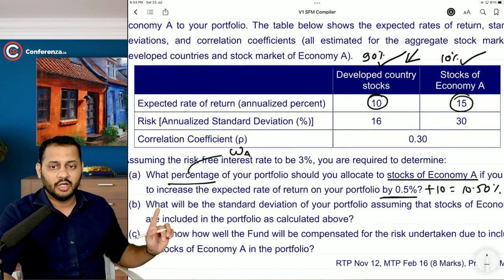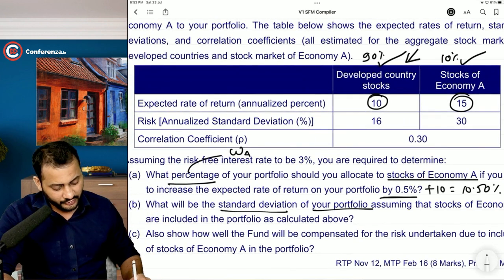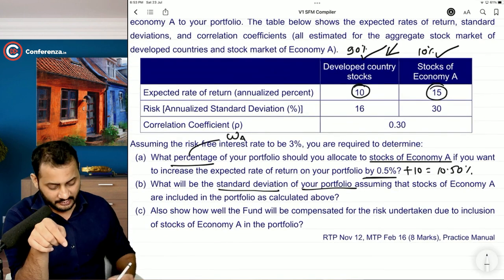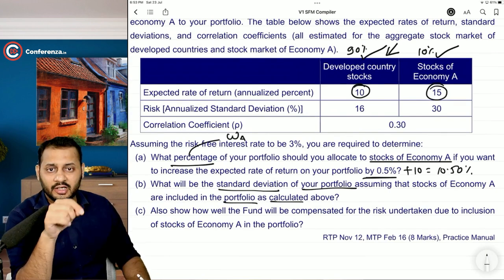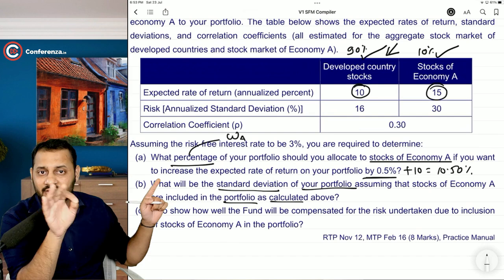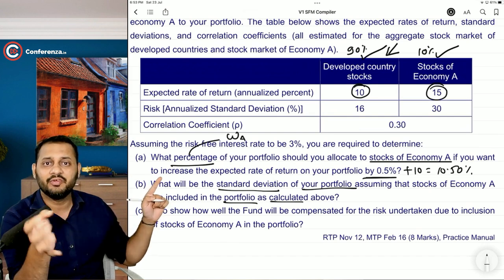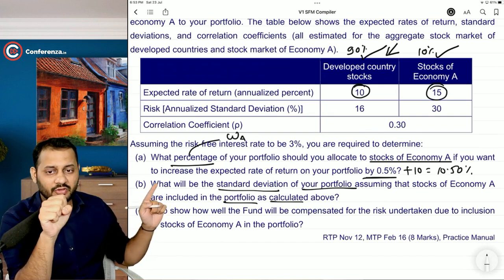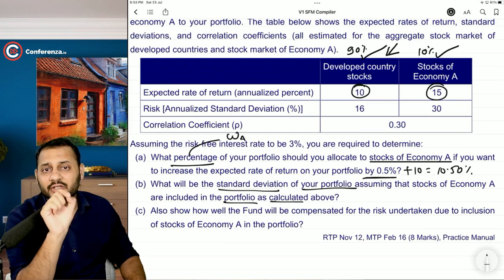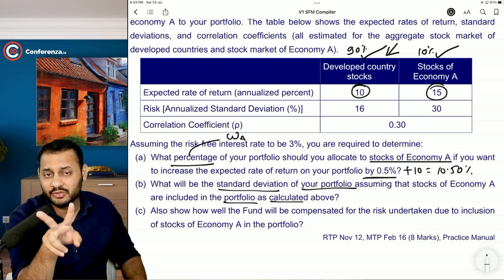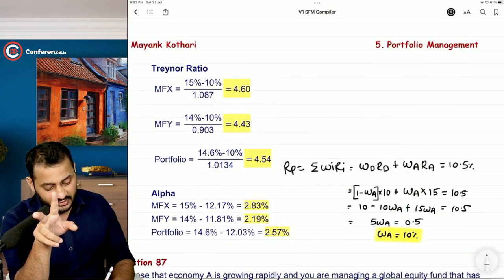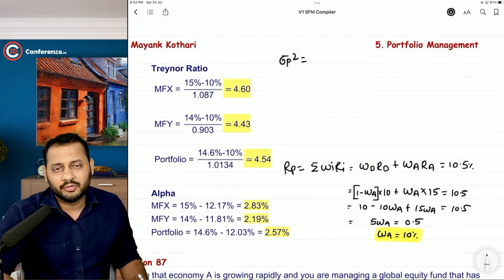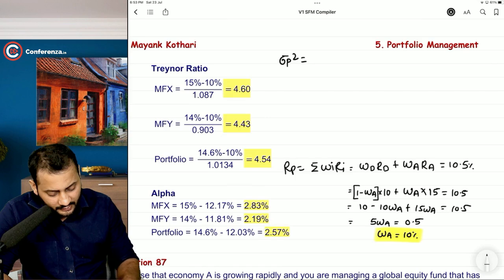Now the second part: what will be the standard deviation of your portfolio, assuming that the stocks of economy A are included in the portfolio as calculated above, meaning the 10% and 90% ratio. In the 90-10 ratio, we have included both the economy A stocks and the developed country stocks in the portfolio. Now find out the portfolio standard deviation having two assets. Can we do that? Yes sir, it's very simple. Let's first calculate the variance and then put a square root to find the standard deviation.